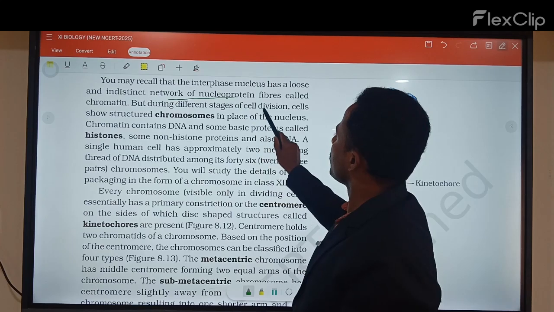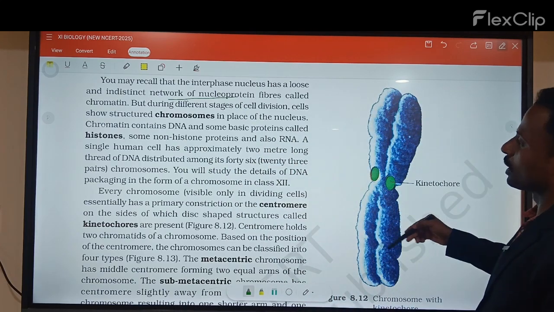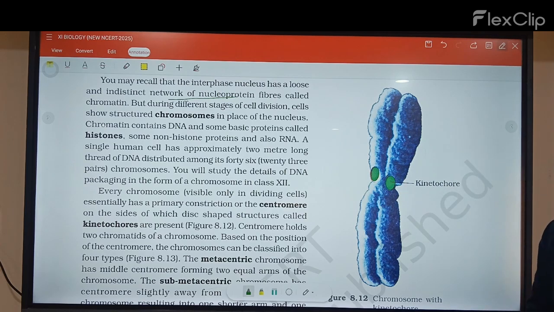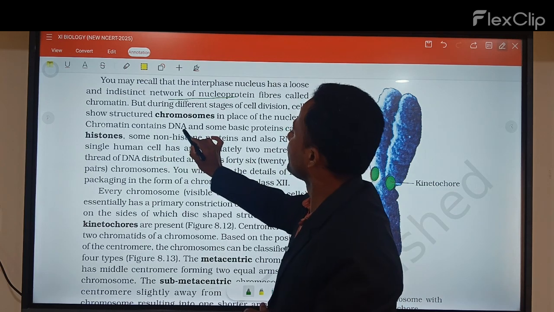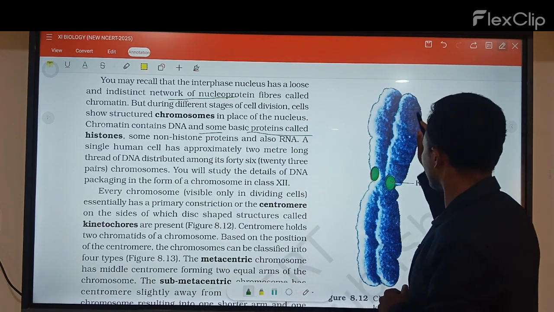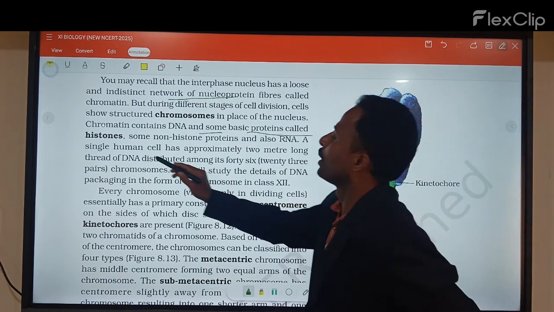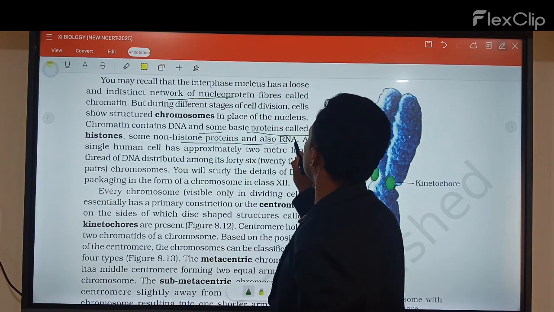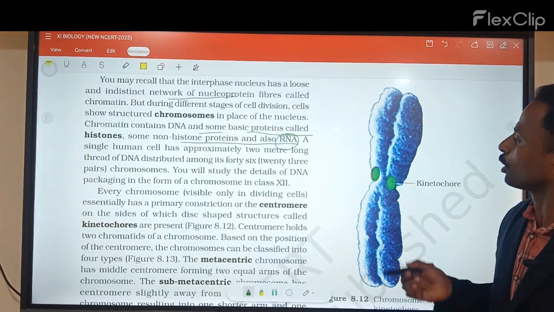During the different stages of cell division, the cells show different structures called chromosomes. Now, the chromosome contains the DNA and some basic proteins called histones. So the entire chromosome consists of DNA, some histone proteins, and non-histone proteins also present, along with RNA.